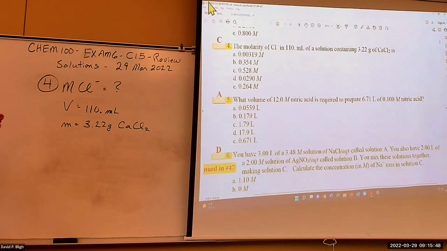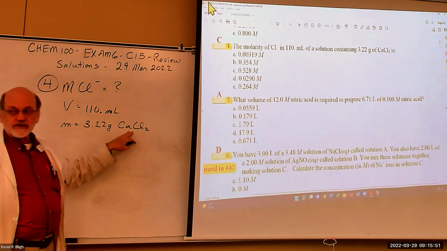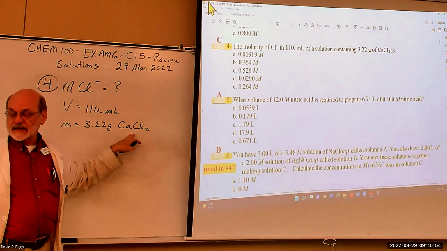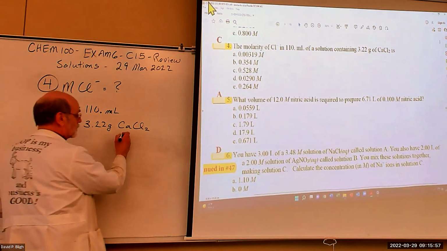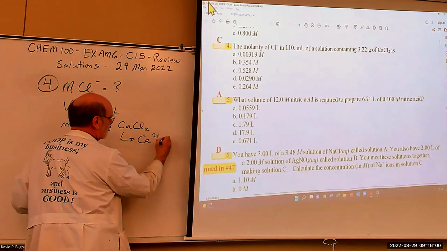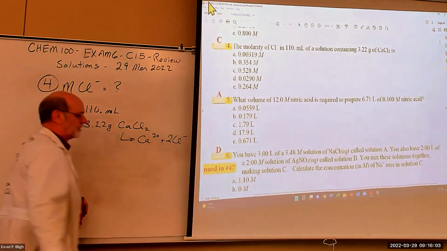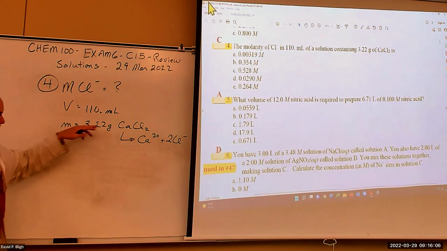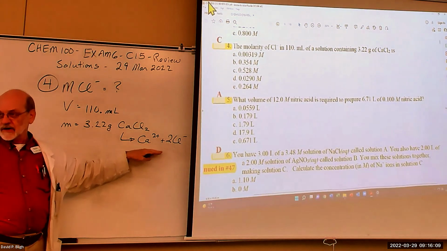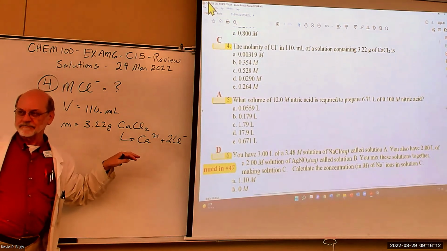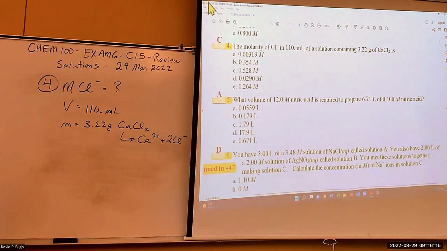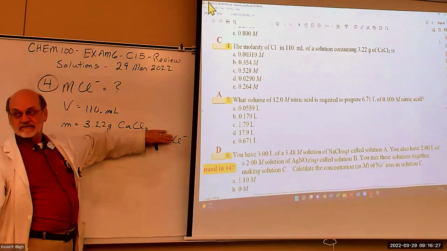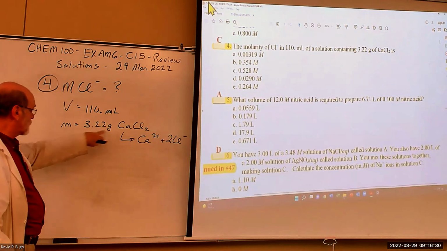I think what we should do is calculate the molarity of calcium chloride. And then in solution, it actually breaks up into calcium ions and 2 chloride ions. So then we can take the molarity of this and convert it to chloride ions from there. That make sense? Maybe not so much now. Okay. Let's say the question was, what's the molarity of calcium chloride? You could do that. Just convert this to moles.